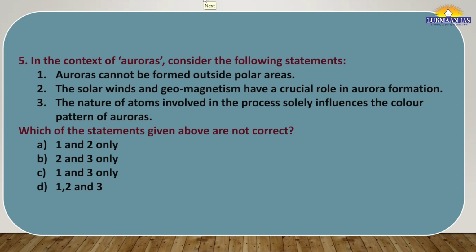Okay, in the context of auroras, consider the following statements, and we have to identify the incorrect statement. Auroras, yes, aurora borealis formed in the northern hemisphere and australis in the southern hemisphere or southern pole. ठीक है, तो ये aurora borealis जो है, yes, these are also called northern lights. अलग अलग नाम है इसके.